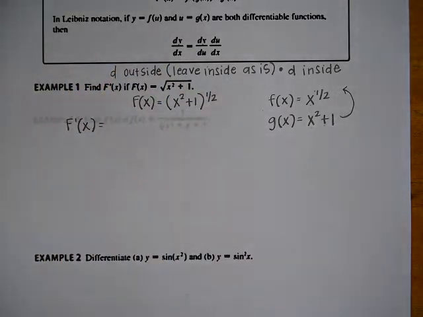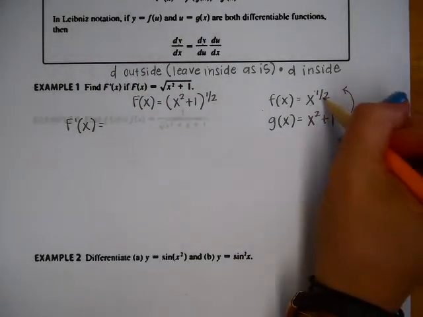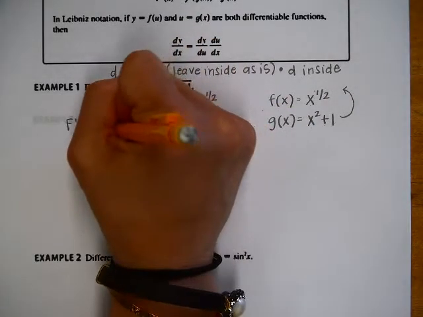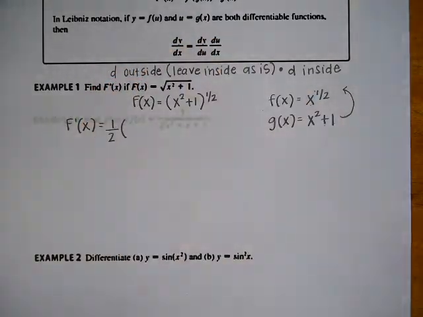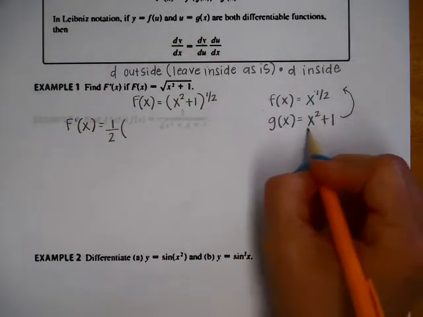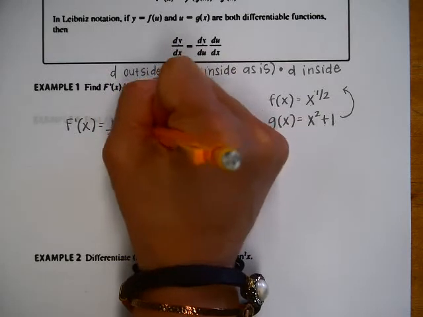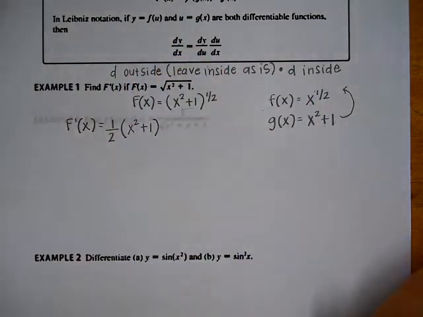F prime of x, if I'm taking the derivative of the outside, which again is x to the 1/2, then I'm going to bring that 1/2 out in front. So that's going to be 1/2. And in parentheses, we're going to leave that junk the same, right? So that's going to be x squared plus 1. And remember, if you're taking the derivative, you say 1/2 x, and then you subtract 1.